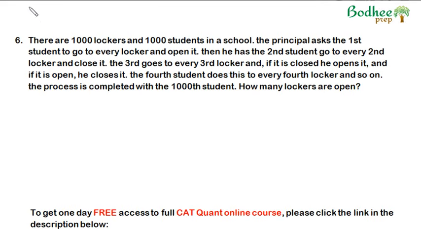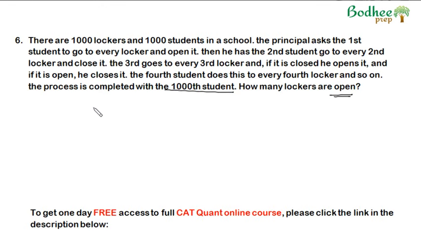Now it says that there are 1,000 lockers and 1,000 students in a school. The principal asks the first student to go to every locker and open it. Then the second student goes to every second locker and closes it. The third goes to every third locker, and if it is closed, he opens it, and if it is open, then he closes it. Similarly every other student does the same, and the process completes till 1,000 students. Then we have to find how many lockers are open. Now this question can very well be solved by applying the concept of perfect square, as I told you.